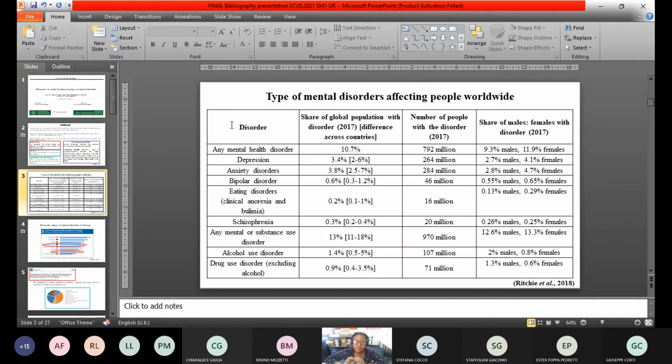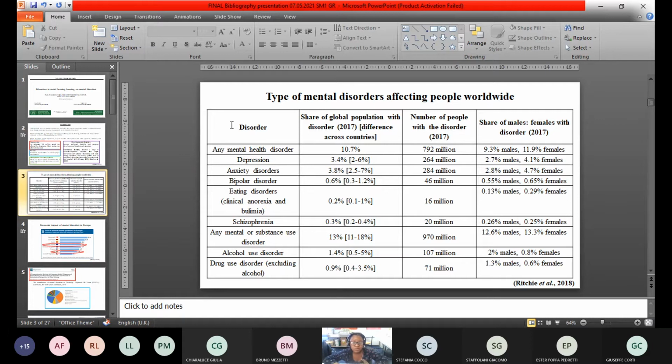And looking at the type of mental disorders, we have so far looked at depression, and there's also anxiety, which affects an approximate number of 284 million people in the whole world. There's eating disorders such as clinical anorexia and bulimia, which affect 16 million people in the world. There's mental or substance abuse disorders affecting 970 million people. Alcohol use and drug use, which individually affect 107 million people, as well as 71 million people respectively.